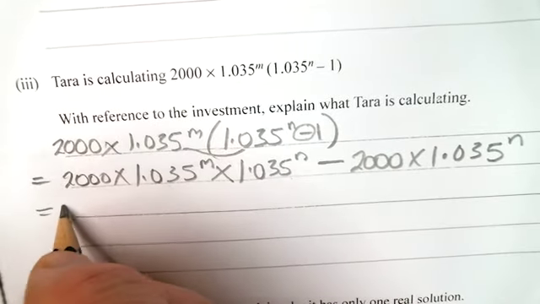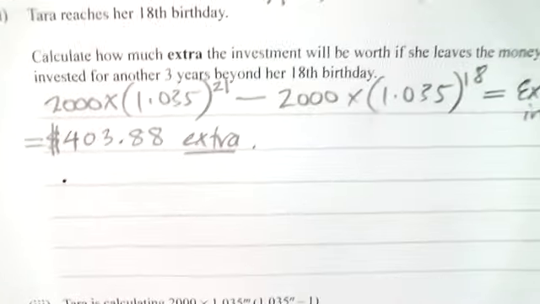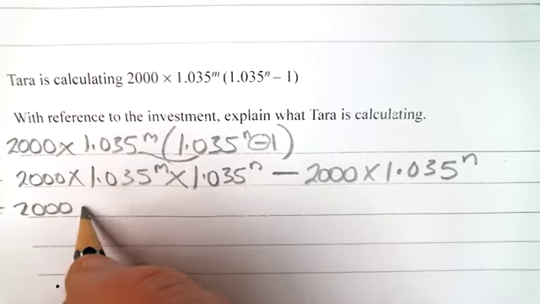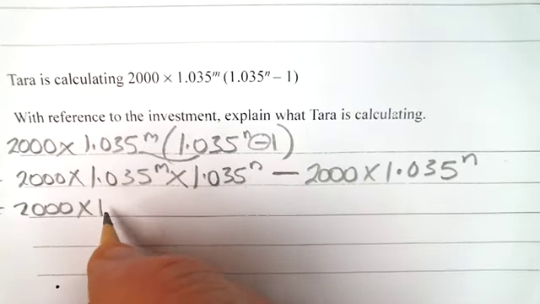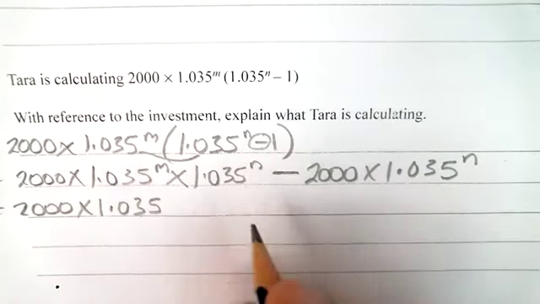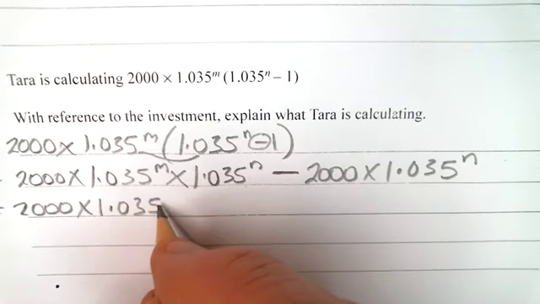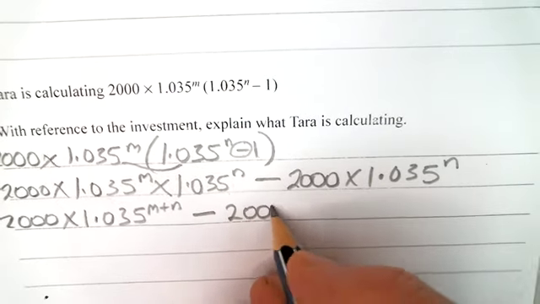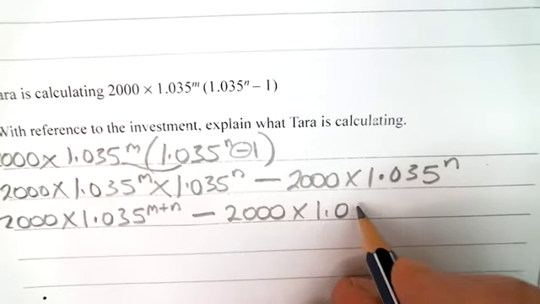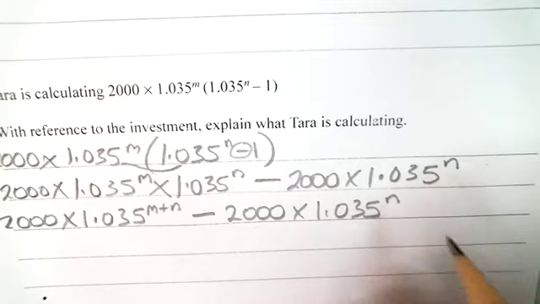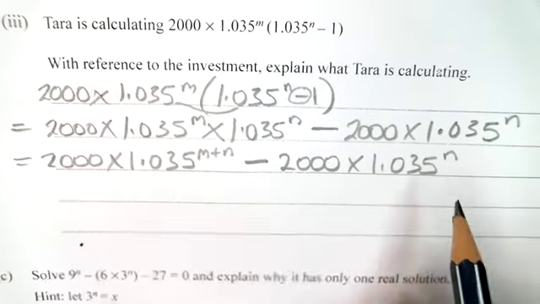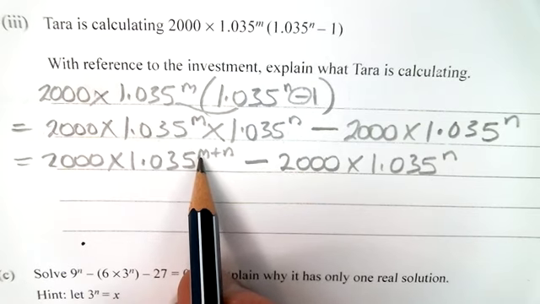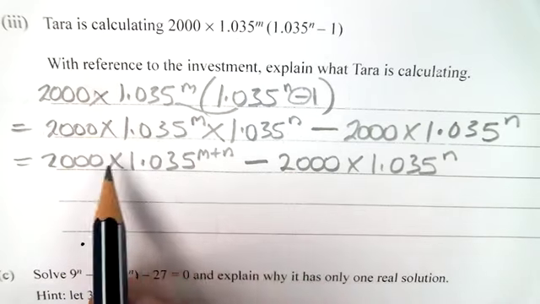So that's equal to 2,000. And you'll see what I mean by this being the same as this thing here, more or less, but we're using it in terms of m and n, rather than numerals. So 1.035, this is going to be m plus n. M plus n, they're the indices, minus 2,000 times 1.035^n. So this is like the 18th birthday. This is like the 18th and 3 years later, which is 21. So it's the same thing.